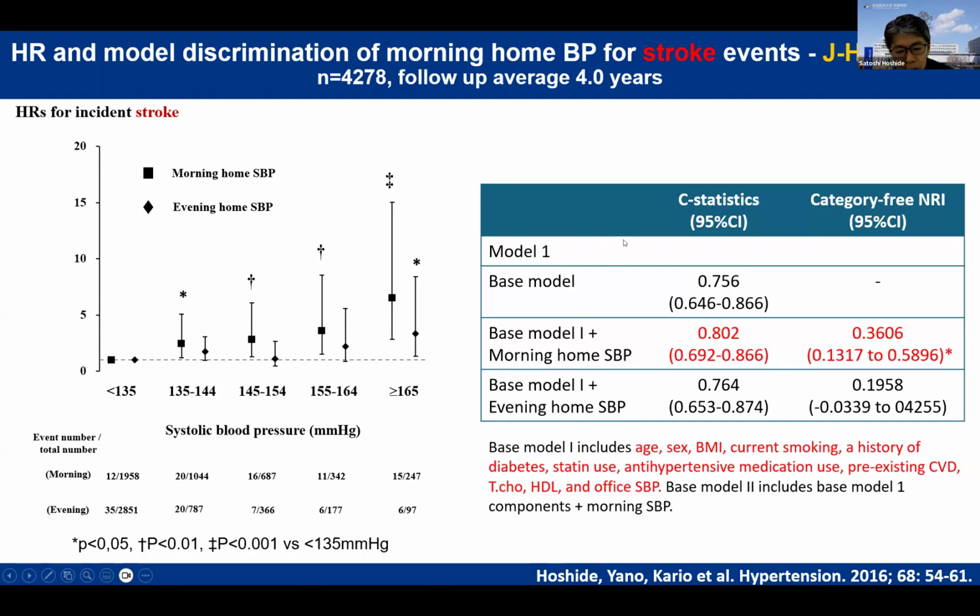The right table shows that in the discrimination model of blood pressure index for stroke event, adding morning home SBP improved the model for stroke event, compared to the base model including office BP level. The results show that morning blood pressure measurement is an important strategy for hypertension treatment. So the Japanese Society of Hypertension guideline strongly recommends home blood pressure measurement in clinical practice.